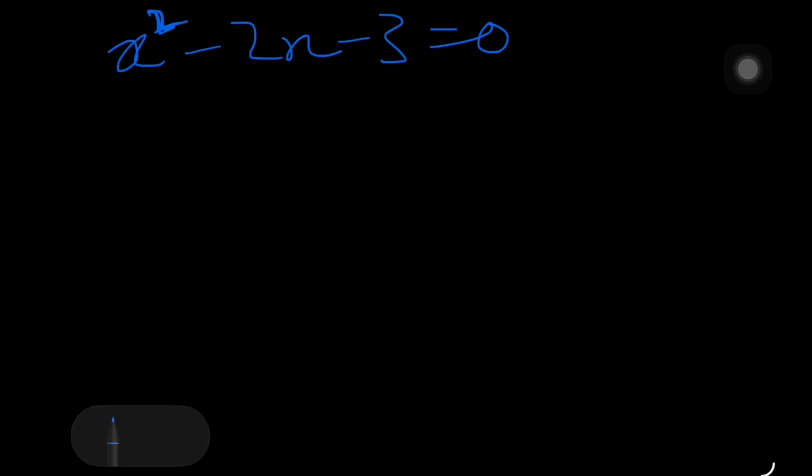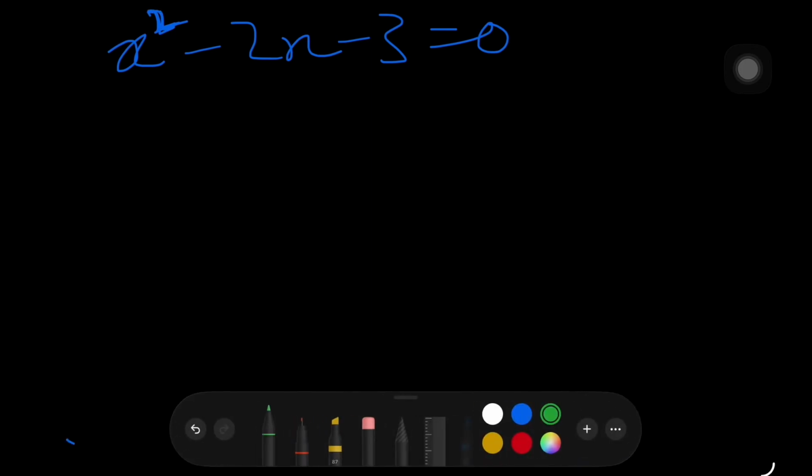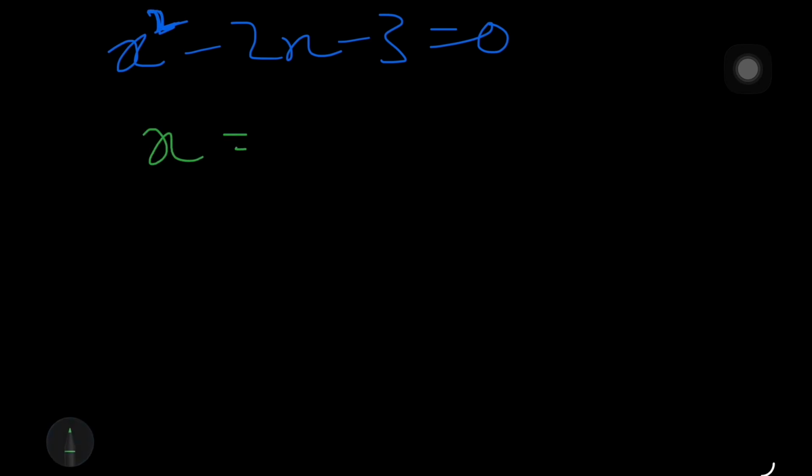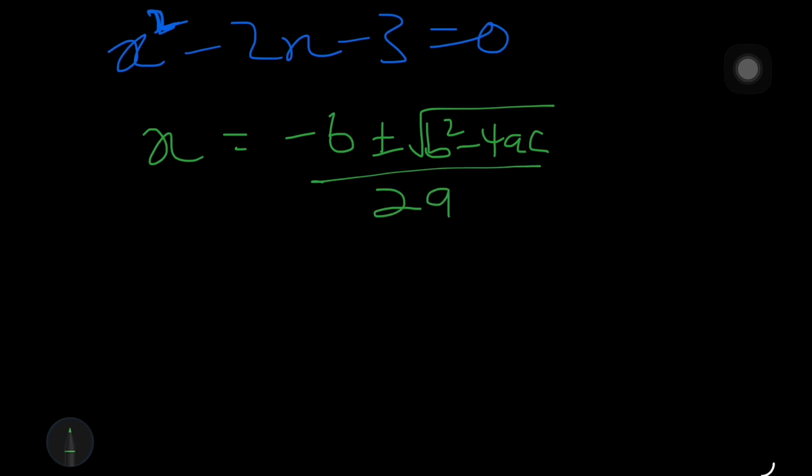In this video, we're learning how to use the quadratic formula to solve any quadratic equation easily. Let's take an example: x squared minus 2x minus 3 equals 0. Now, to solve this using the quadratic formula, we first of all have to quote our formula, and that's going to be x equals negative b plus or minus square root of b squared minus 4ac all over 2a.